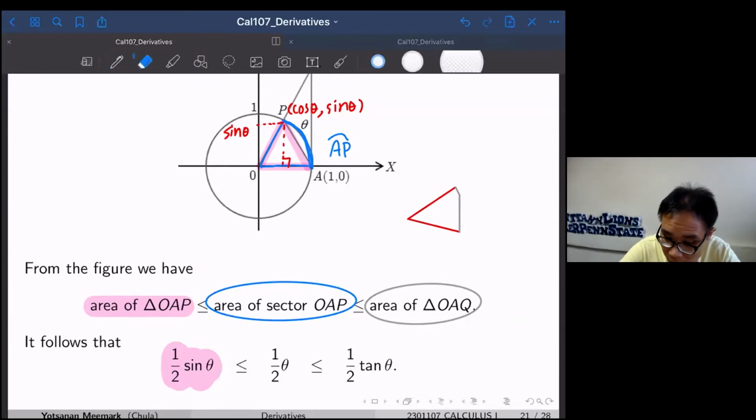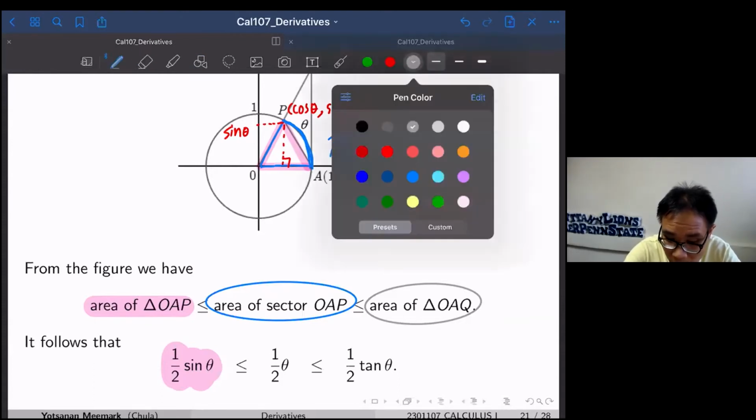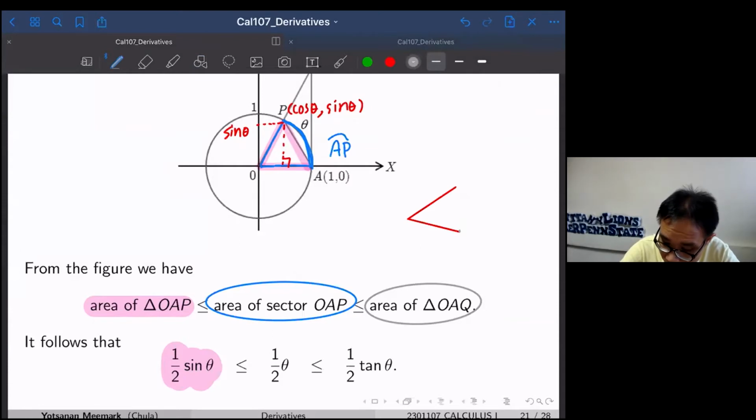Okay, so let me erase this one. So it's going to be an arc and an arc here, like this. This angle is theta, and this one is the radius r for a sector. And the area for this will be 1/2 r square theta.